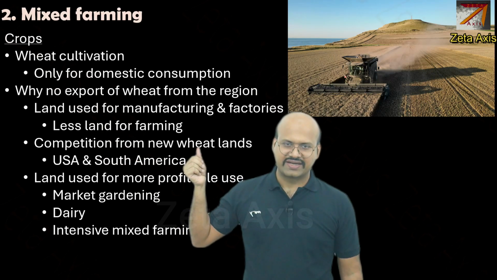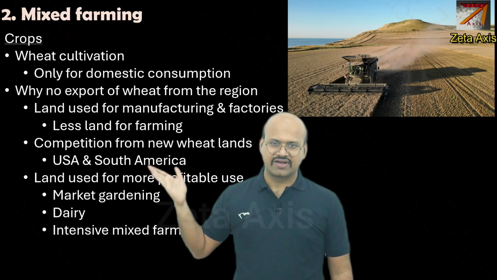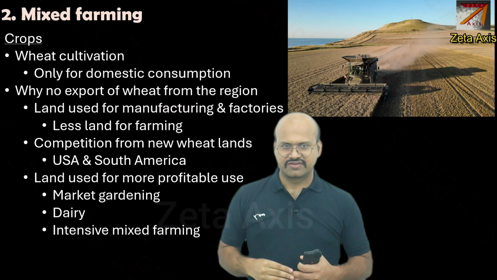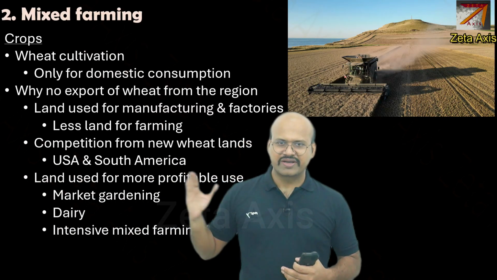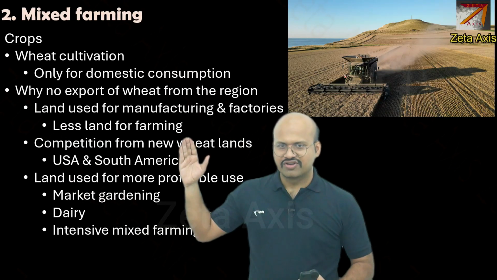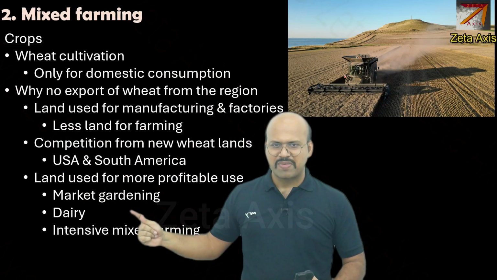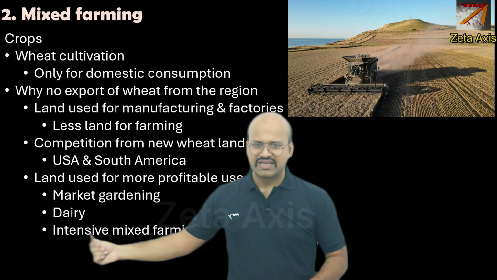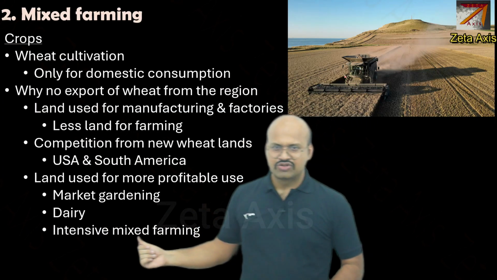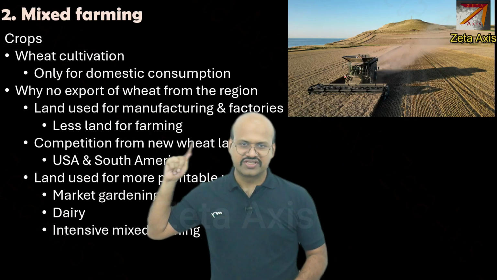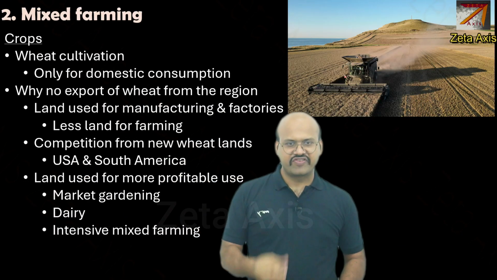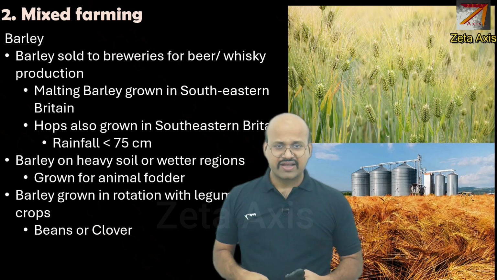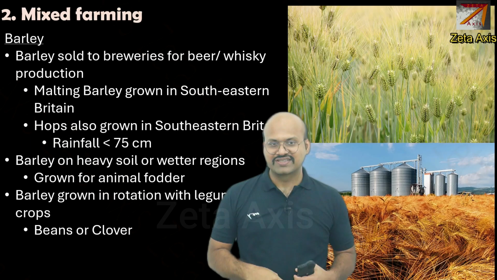Competition from new wheat lands. So the USA and South America started producing wheat at a lower margin. The European farms could not compete with them. Therefore, they moved on to either industrialization or market gardening, dairy, that is animal rearing and cattle rearing for dairy products, and intensive mixed farming. It is because of competition from these new regions, which are producing wheat much more efficiently, that they moved on to other sources. Barley is the second most important crop grown in these regions after wheat.